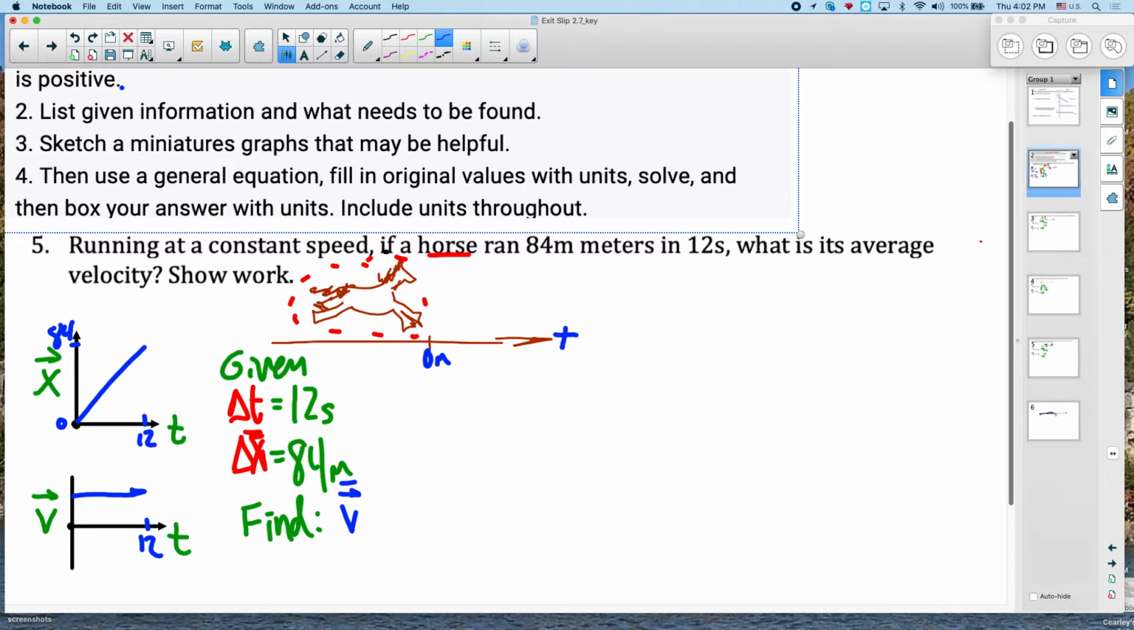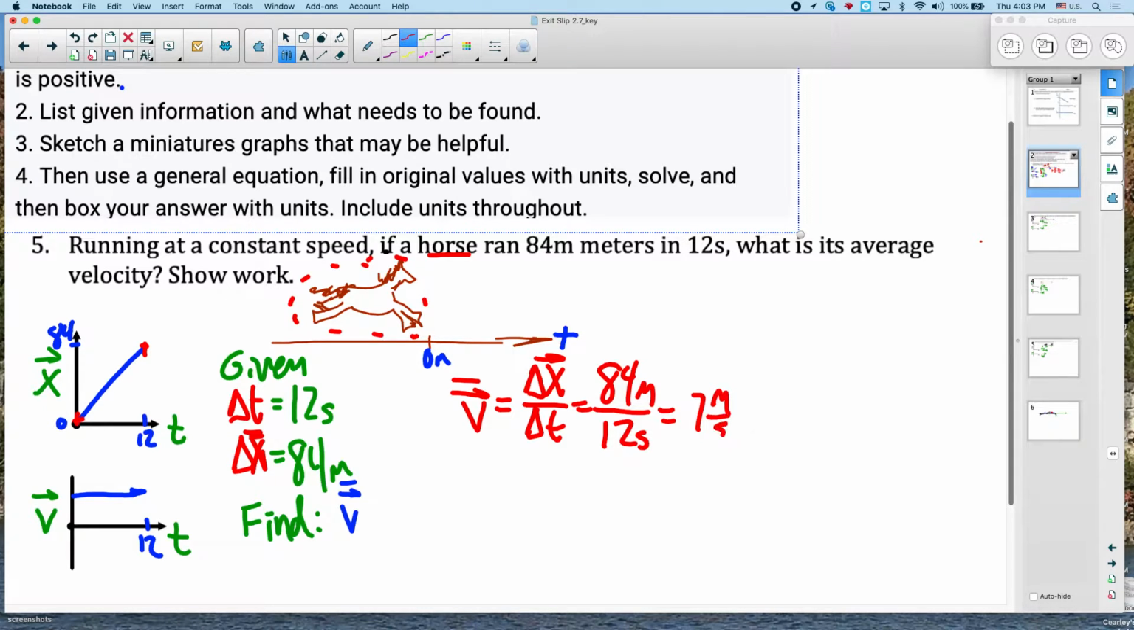So next up, use the general equation to fill in original values with units. We need to find the velocity with the change in position and change in time. Well, we happen to know that the slope of a position versus time graph gives us the velocity. So we can write the general equation. Average velocity is equal to the change in position divided by the change in time. With our given information, the change in position was 84 meters divided by our change in time, which is 12 seconds. And 12 goes into 84 seven times, so 7 meters per second.